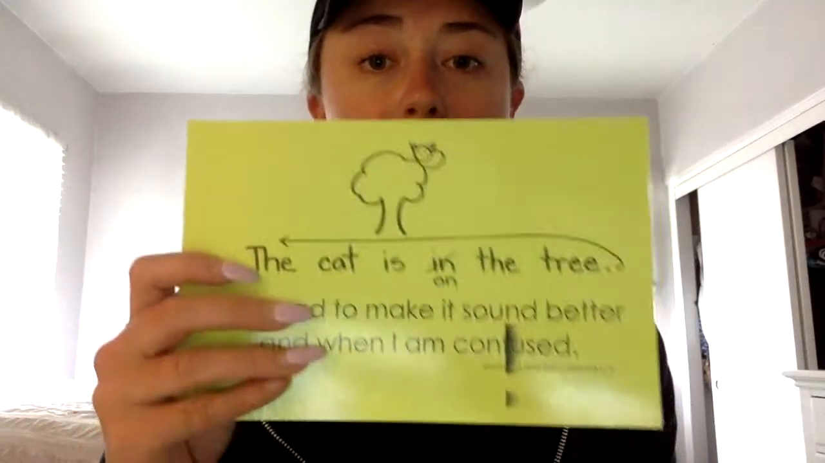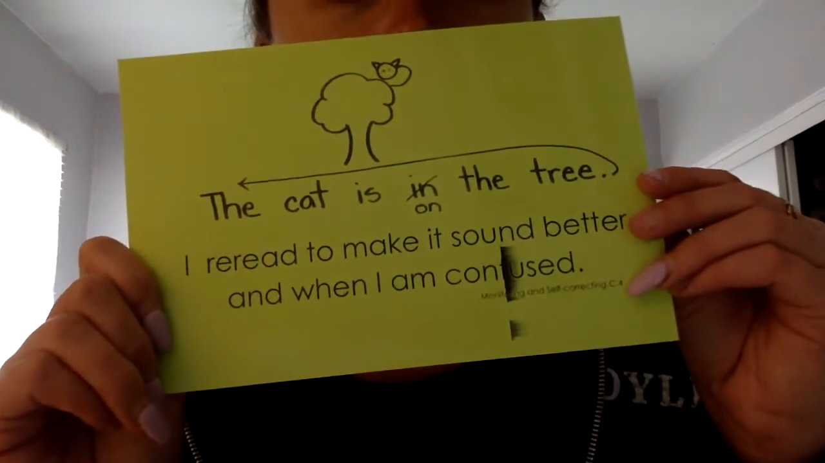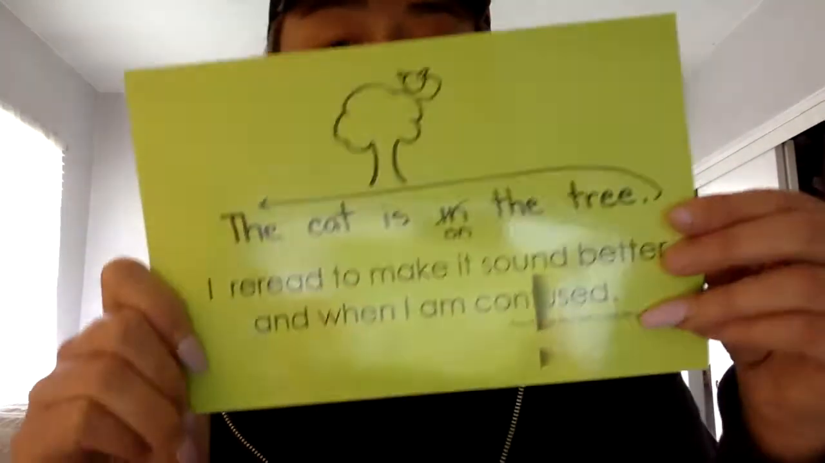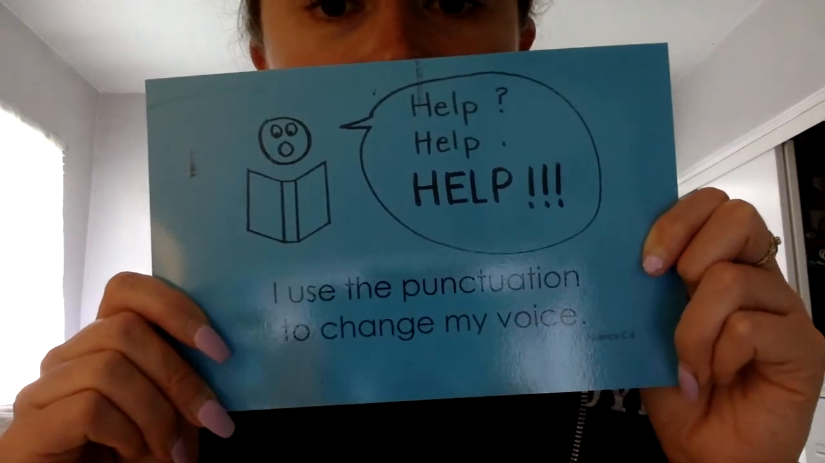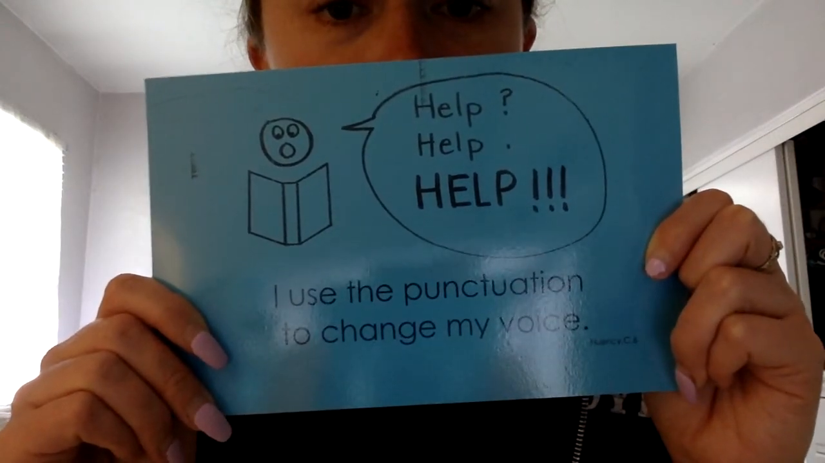So friends, when you're practicing reading to your stuffed animals, I first want you to practice rereading to make it sound better. And if you get confused, because that's totally fine if you do. Okay, so first practice that. Then, friends, you're going to practice using punctuation to change your voice. Okay? And like I said, friends, it's totally fine to always go back and reread and try again. You want to make it the most interesting that you can. Okay? Good luck with your reading. I hope your stuffed animals enjoy it.